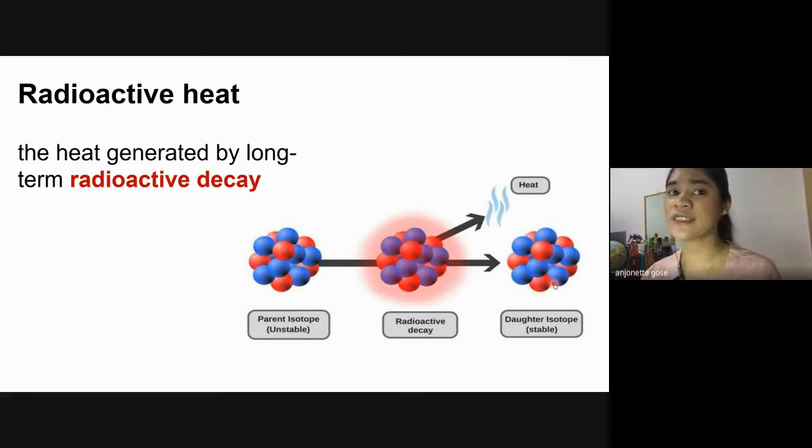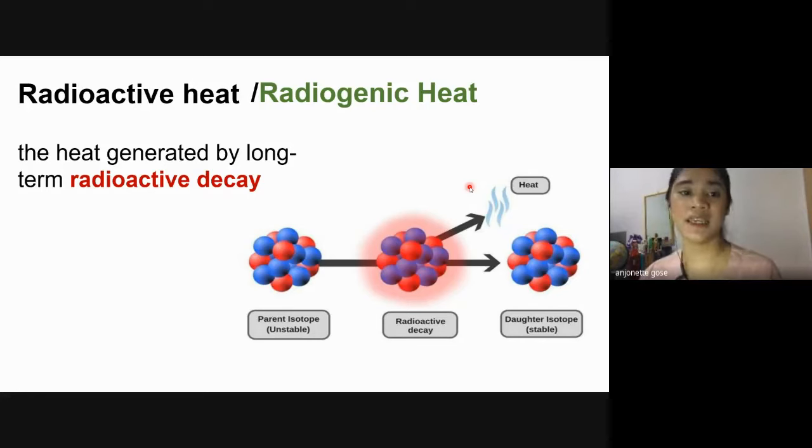Take note, same atom pa din ito. Kung ang parent isotope ay si uranium, pag nag-undergo siya ng radioactive decay, ang mapuproduce pa rin na daughter isotope ay uranium, but it has a different number na ng protons and neutrons. In the process ng radioactive decay, may nare-release na heat. Look at this. And that heat is what we call the radiogenic heat. Now, this heat is responsible para mag-maintain ng init sa Earth natin.